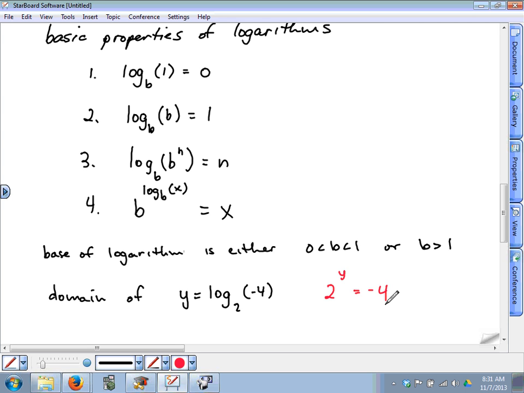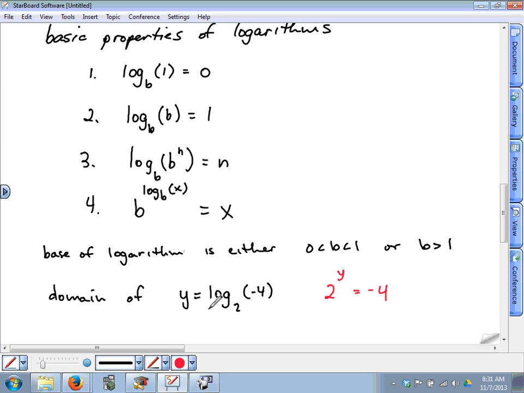And then I got a lot of students that would argue, well, no, y could equal negative 2. Okay, well, what if y equals negative 2? Does that equal negative 4? No. It equals 1/4. Is there any power of y that's ever going to give you a negative 4? The answer is no. So x can't equal negative 4.